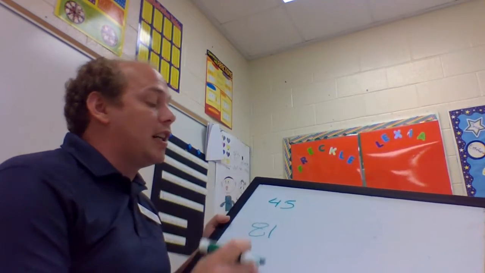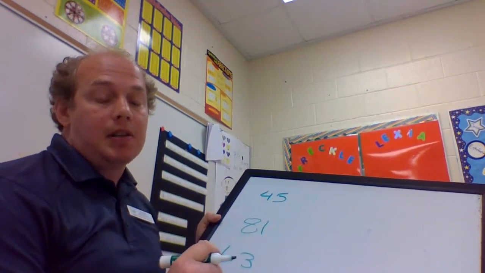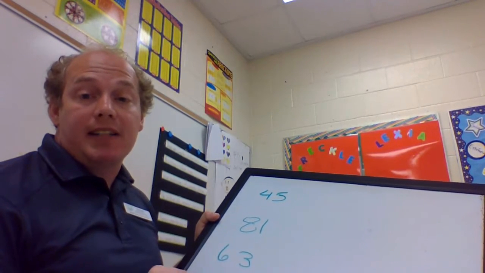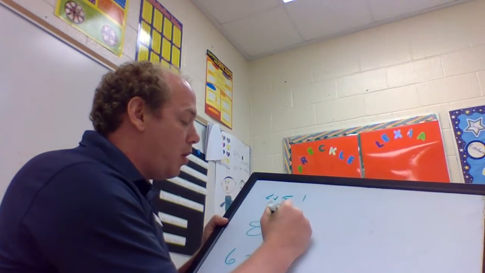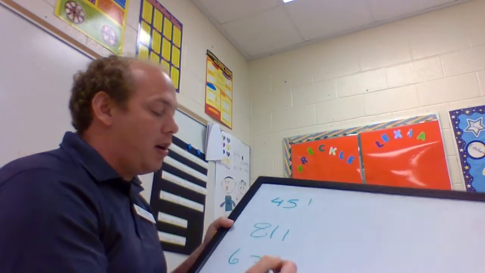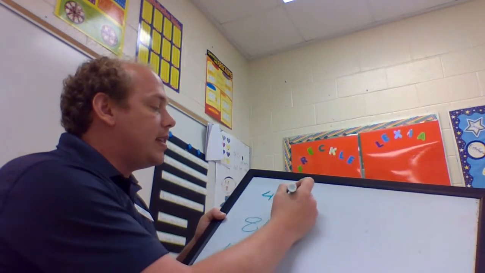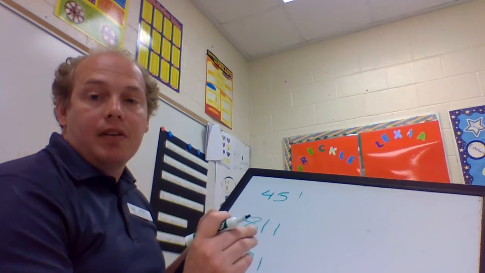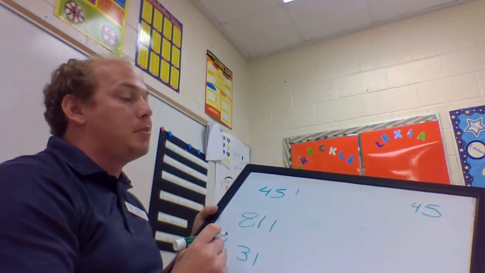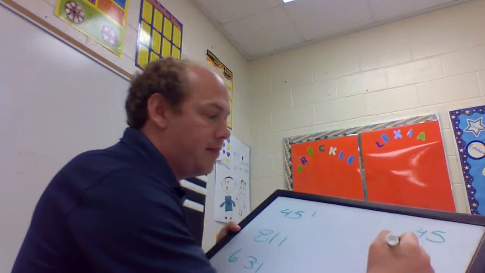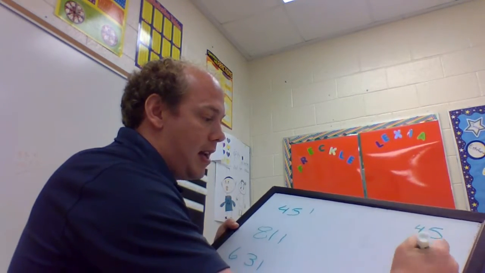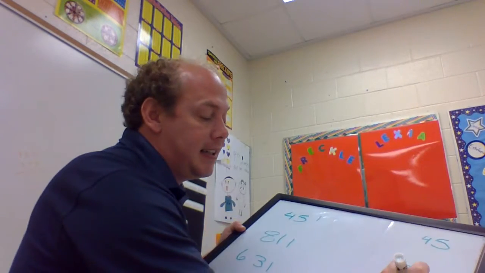Okay, so we're going to list the factors of each of these numbers. So every number in the world has what as a factor? 1. So let's just put 1 on all of these so we don't forget. So 1 times what is 45? 1 times 45 is 45. 1 times what is 81? 1 times 81 is 81. And 1 times 63 is 63.